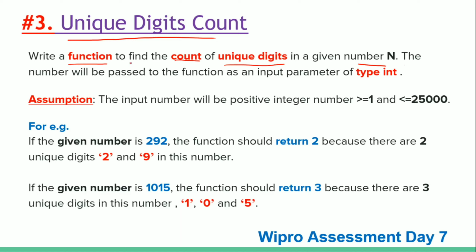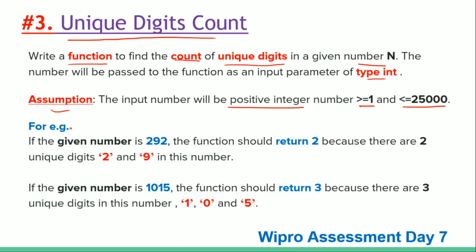Here we have to write a function that will find the total number of unique digits present in a given number n. The number will be passed to the function as an input parameter of type int. Here the input parameter should be of an integer type. The assumption is that the input number will be a positive integer greater than or equal to 1 and less than or equal to 25,000.